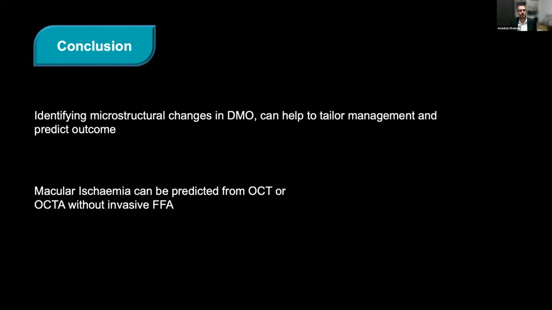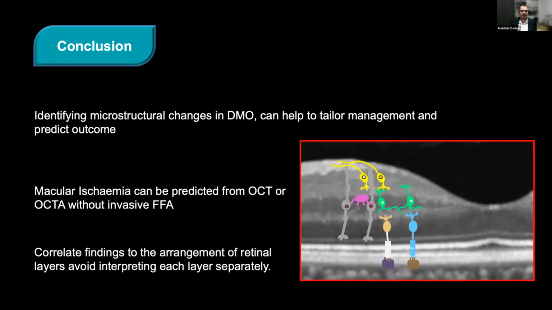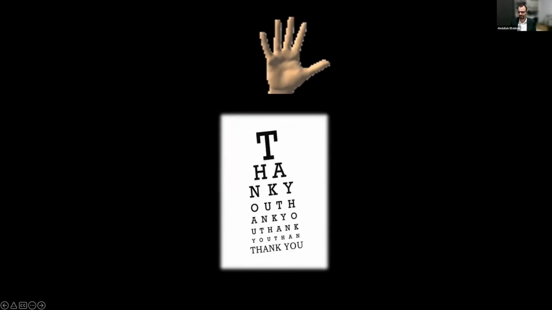So in conclusion, identifying these microstructural changes can help us to tailor our management and predict outcome. We can detect macular ischemia from OCT or OCT-A even without invasive fluorescein. I strongly recommend, especially to junior retina specialists, to look at the integrity of the retina, or to look at the retina as a whole unit. For example, if there is damage to the RPE, there must be some sort of damage to the overlying retinal layer. Also, if there is damage to the inner retina, most likely there will be some sort of damage to the underlying photoreceptors. And thank you.